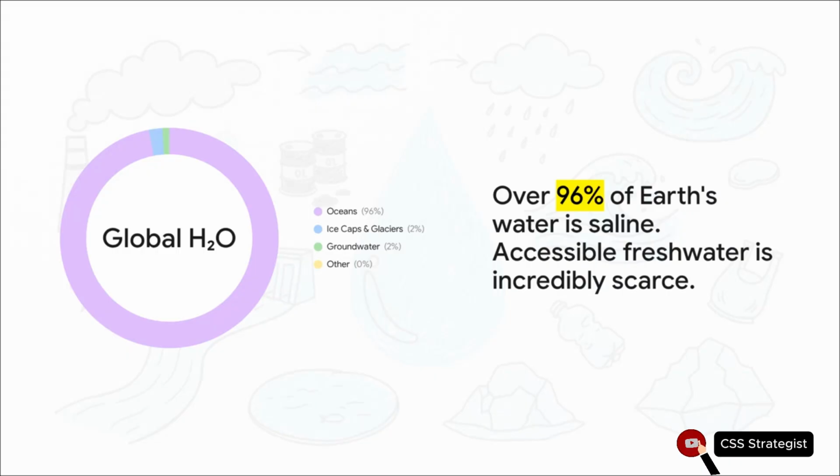This chart right here shows us the most critical fact about our planet's water. Just look at that number. Over 96% of it is salt water. And that tiny fraction that's freshwater, well, most of that is locked away as ice. This leaves an incredibly small amount that's actually accessible for us to use. You know, this single concept, the sheer scarcity of usable freshwater, is the key. It's the key to unlocking almost any exam question on this topic.